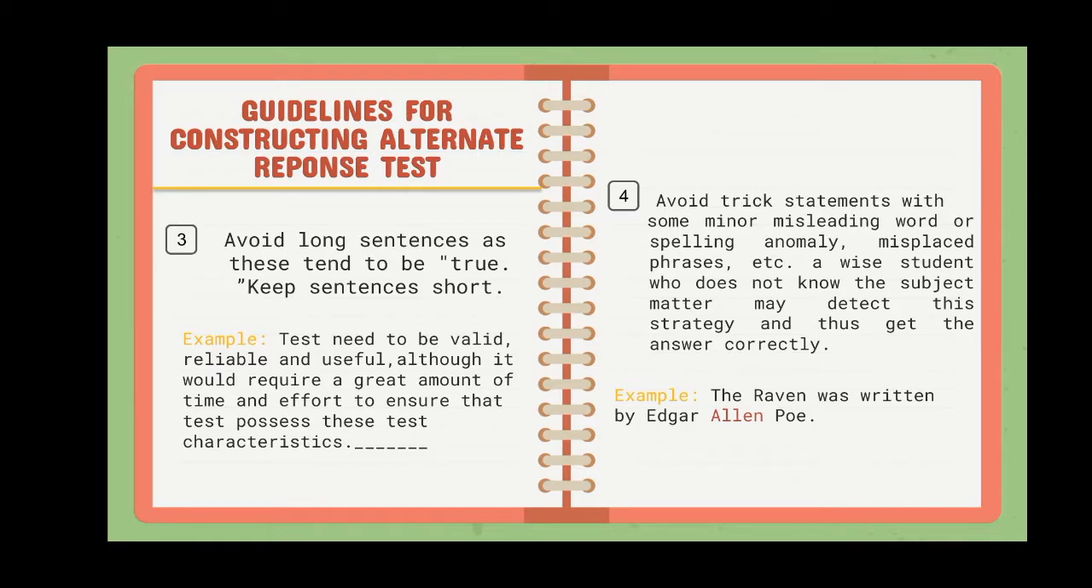Rule number 4. Avoid trick statements with some minor misleading word or spelling anomaly, misplaced phrases, etc. A wise student who does not know the subject matter may detect this strategy and thus get the answer correctly. For example, The Raven was written by Edgar Allan Poe. Allan is misspelled and the answer would be false. This is an example of a tricky but utterly useless item.